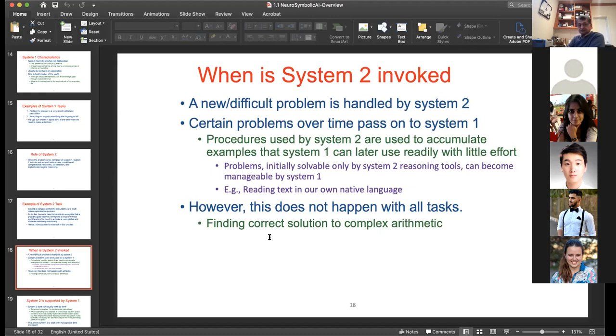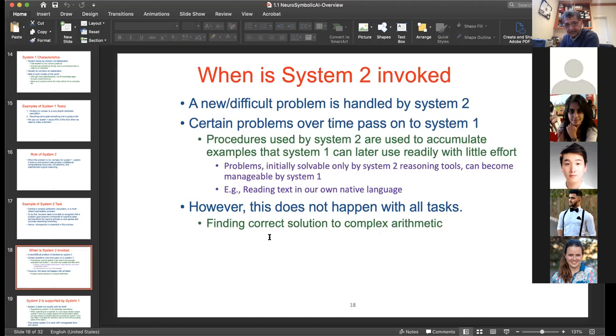Okay. So system 2, after some time, says, okay, I know how to solve this problem. It can be done quickly. Procedures used by system 2 are used to accumulate examples that system 1 can later use readily with little effort. So all these become learning examples. Problems initially solvable only by system 2 reasoning tools can become manageable by system 1.